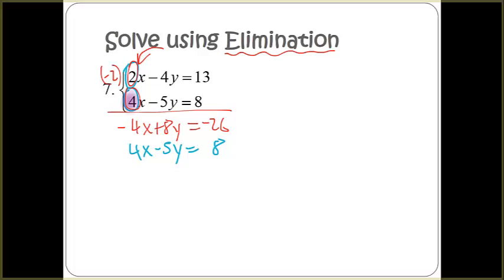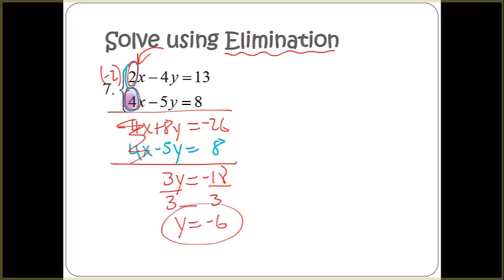And like I said, it's going to be more work, but if you can see the shortcut, like you should be able to see in Algebra 2, it's much easier. So these guys go away. You're left with 3y equals negative 18. Divide by 3, and we got y is equal to negative 6. So that's your y value.